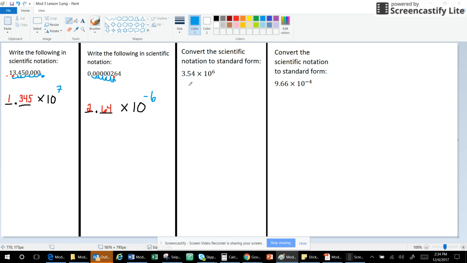Try the next one. Convert the scientific notation to standard form. So we have 3.54 times 10 to the 6th. See if you can write that in standard form. Click continue to check your work and your answer.